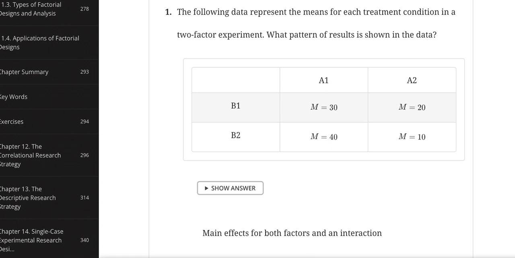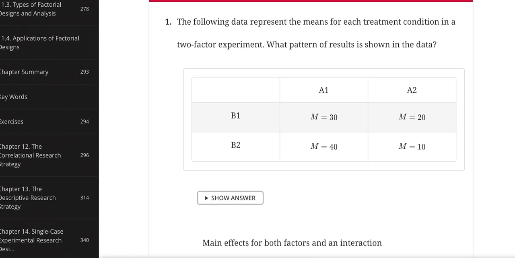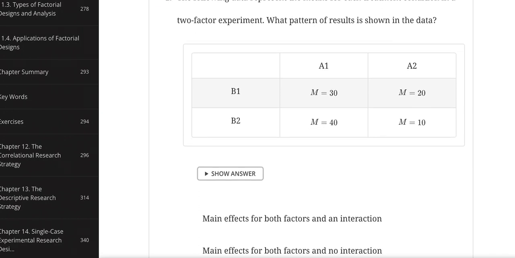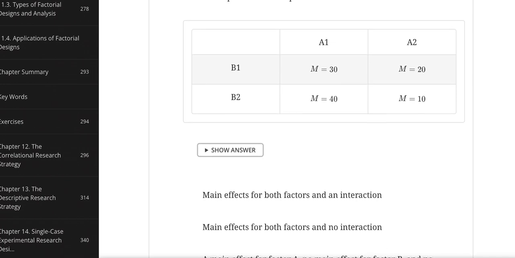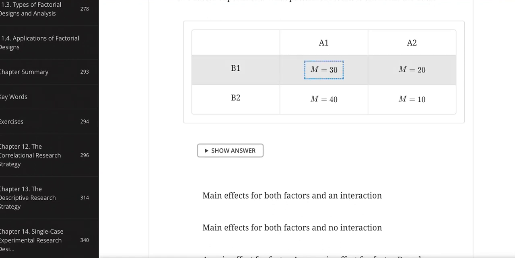So the following data represents the means for each treatment condition in a two-factor experiment. What pattern of results is shown in the data? So you can see here, if we do the means really quickly, because they don't calculate the means for us. So if we do 30 plus 20, that's 50, and 40 plus 10 is 50 as well. So that means the average is going to be 25 for both rows. Okay, so there's no main effect for B.